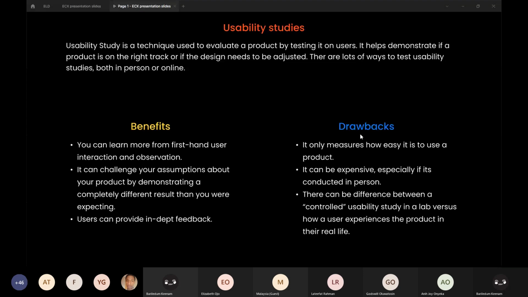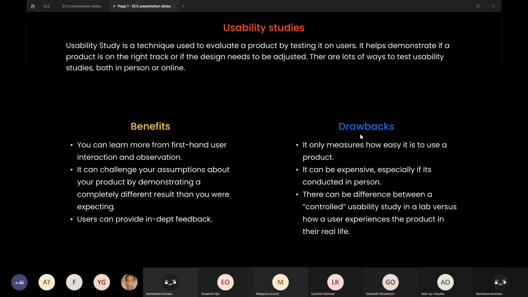So the benefits of usability studies: you can learn more from first-hand user interaction and observation. If you are conducting a moderated usability study, you are with the person and you can see where the person is getting it wrong. You are learning it firsthand. If the person does not know how to locate a particular feature or is lost with the app, you can tell. So that's first-hand user interaction and observation.